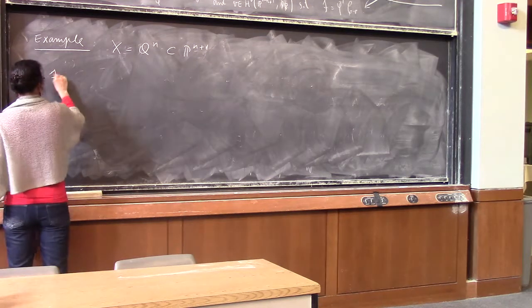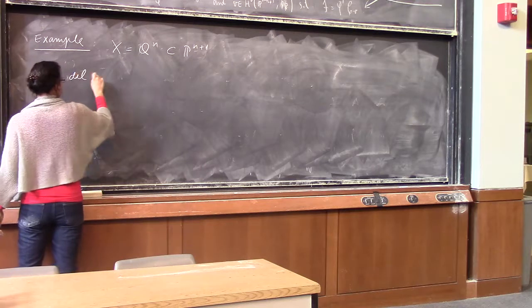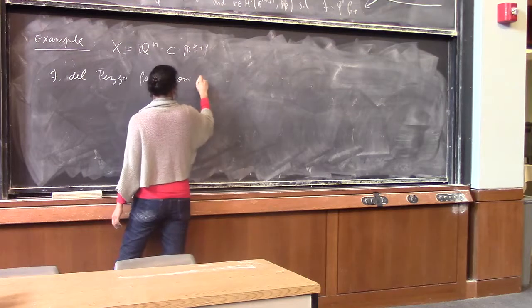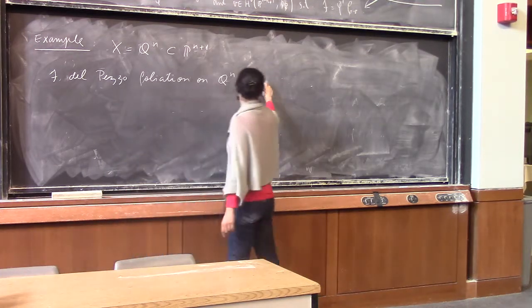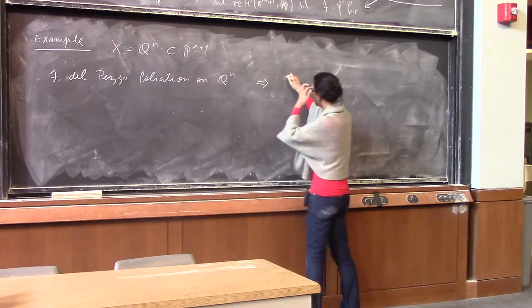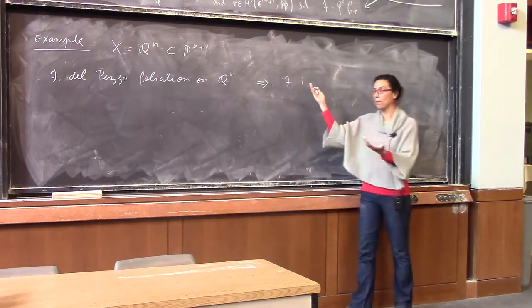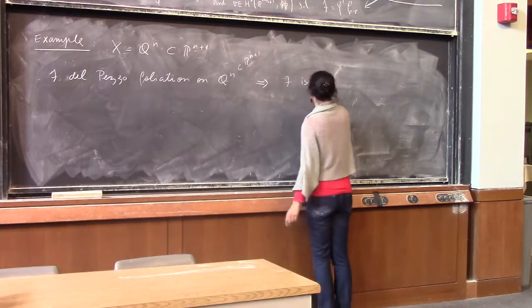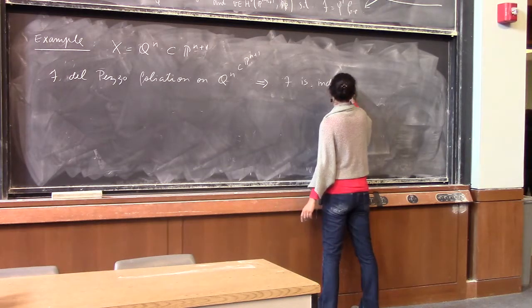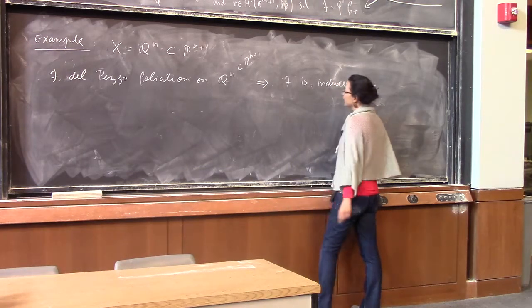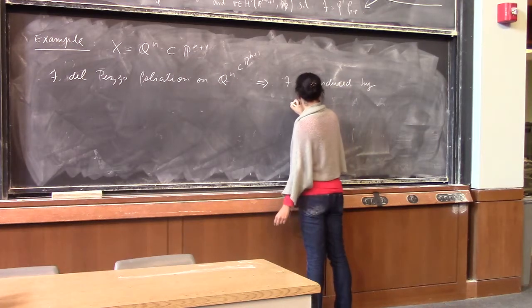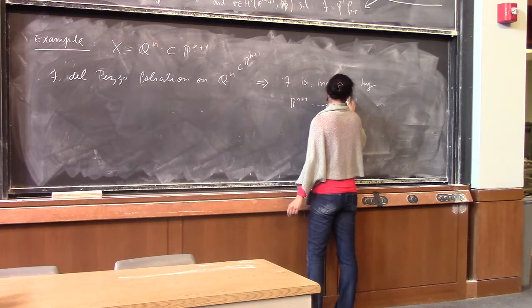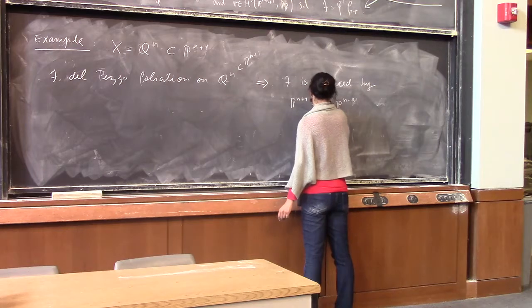So in fact, a del Pezzo foliation F on a quadric must be of the following form. F must be induced by a linear projection from Pn plus 1. So this is Pn plus 1. So F is induced by a linear projection from Pn plus 1 to Pn minus R.